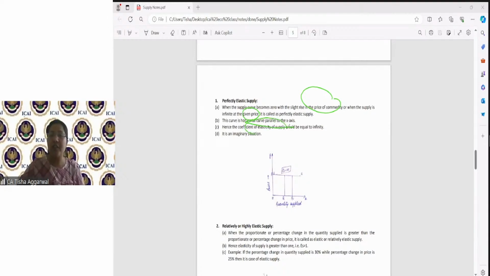Here the coefficient of elasticity of supply will be equal to infinity, though again, like the demand curve that was also parallel to the x-axis, it is an absolutely hypothetical and imaginary situation.